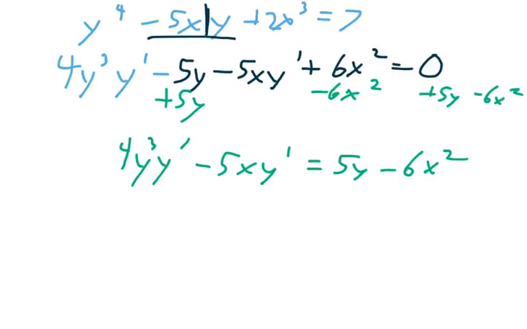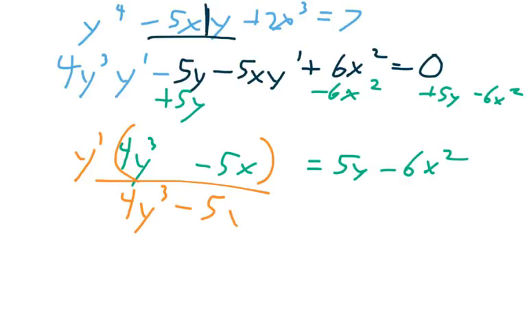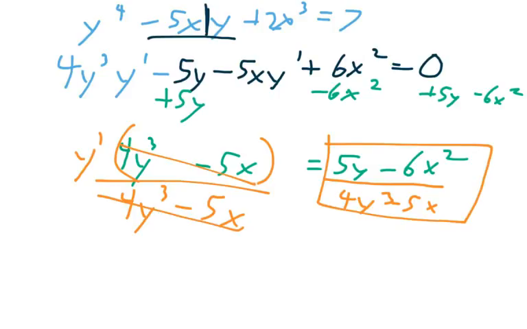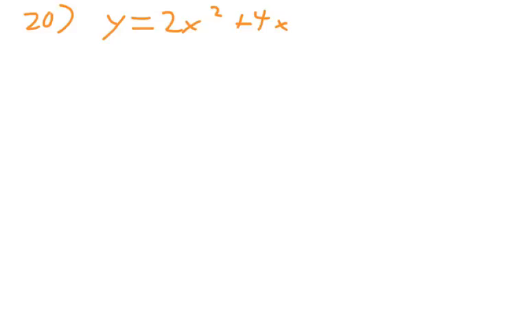I am now going to factor out a y prime from the left hand side. Divide both sides by 4y cubed minus 5x. And there's my answer.